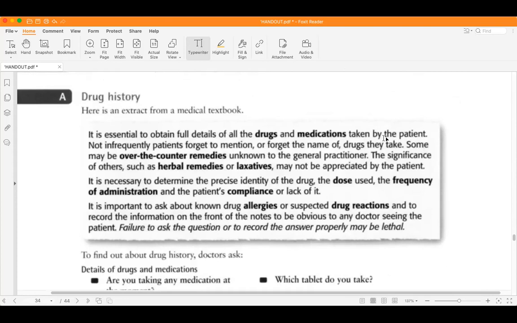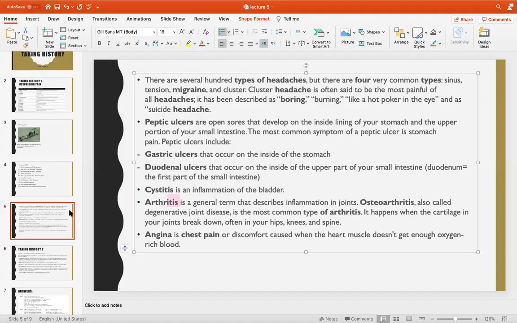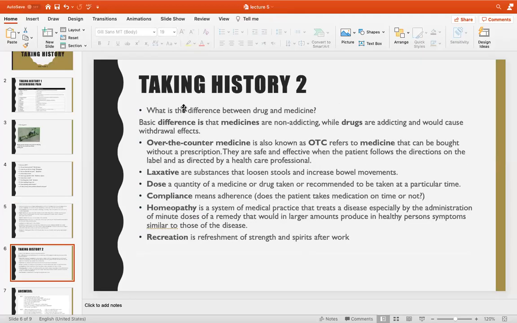What is the difference between drugs and medication? The basic difference is that medicines are non-addicting, while drugs are addicting and would cause withdrawal effects. So medicines are non-addicting and drugs are addicting.